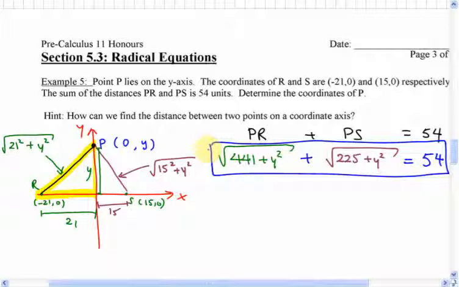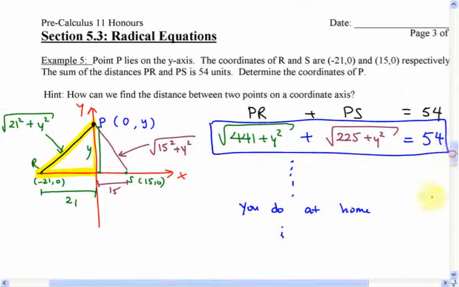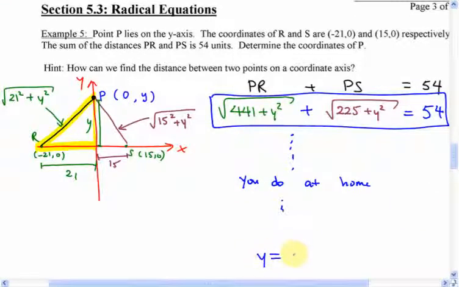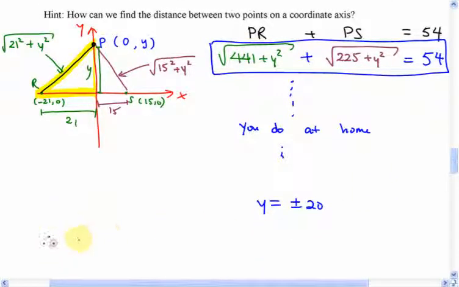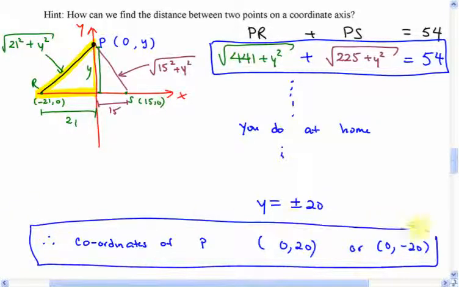Now, the rest of it is up to you. So square both sides, all that kind of stuff. You do this at home. And I'll tell you the solution here as well, but I want you to try to find it. Y equals, I think it's plus or minus 20. So therefore the coordinate of P, you have two possibilities. It can be above the x-axis, so that's 0, 20, or also below the x-axis, 0, -20. This point P could be up top. I can move it down. It could be below as well.